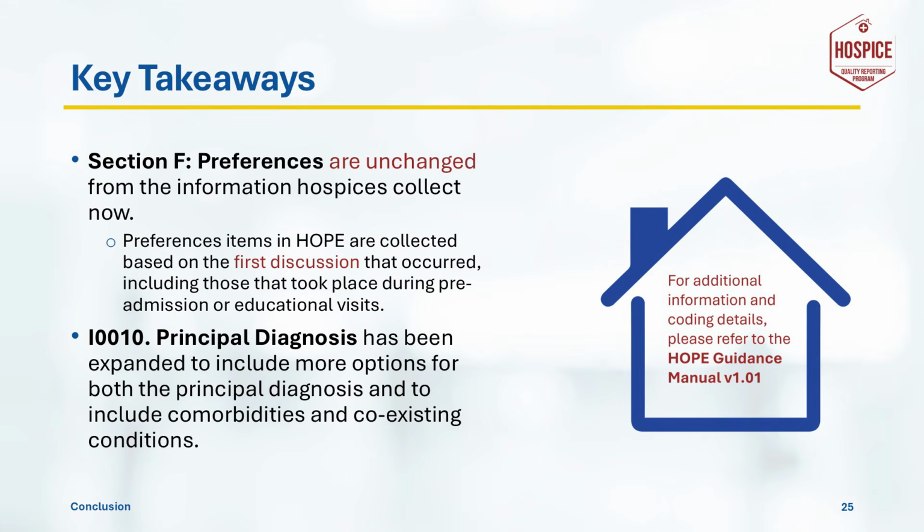So here are the key takeaways from this session. Section F, Preferences, is unchanged from the information that hospices currently collect. The preferences items in HOPE are collected based on the first discussion of these preferences that occurred, including discussions that took place during admission or educational visits. In Section I, Principal Diagnosis item, I0010, has been expanded to include more options for the principal diagnosis and now includes a list of comorbidities and coexisting conditions.